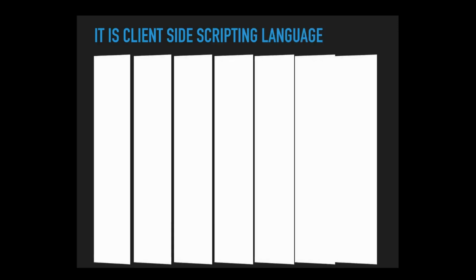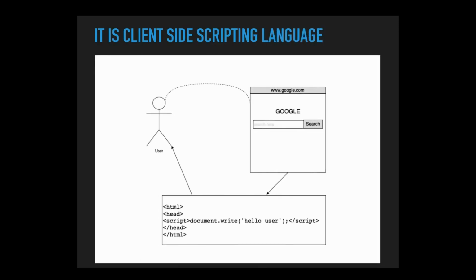As you can see in the diagram here, this is a user who requests a page on the internet, www.google.com, for example. It goes to the server and then the server sends back an HTML page. As you can see here, script document.write hello user. So what happens is at the client, in the browser, when the script gets loaded, it will execute on the client side. So that's why it is called a scripting language.